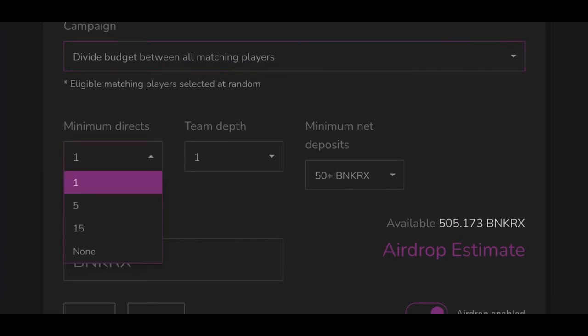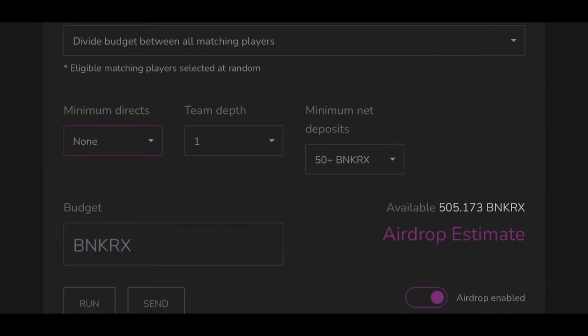Minimum directs, what does that mean? Minimum directs basically means, for the people you want to airdrop, how many other people have they brought in? How many other people have they referred? Do you want it as 1? So they've got to have at least 1 person they've referred to be eligible for the airdrop. Do you want them to have 5 people? Do you want them to have 15 people underneath them? Or are you happy to airdrop everyone even if they haven't referred anyone, so solo players? So that covers that section.